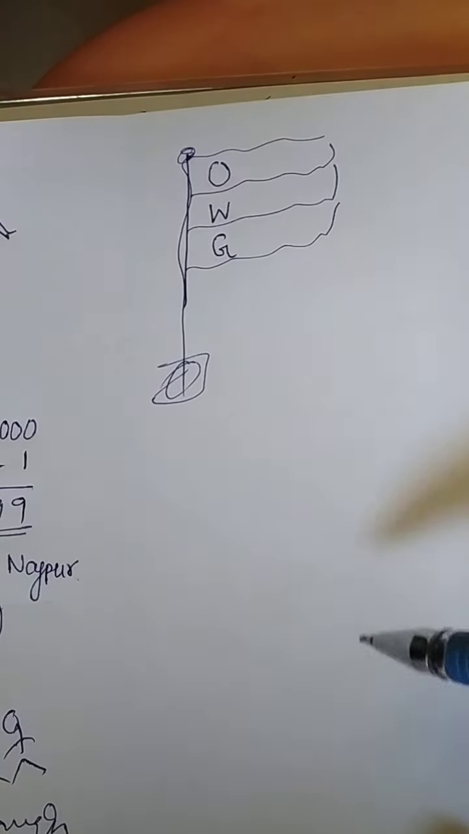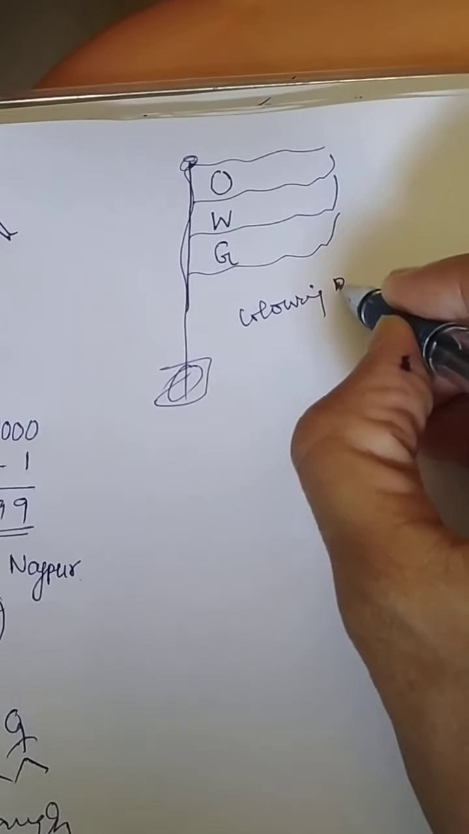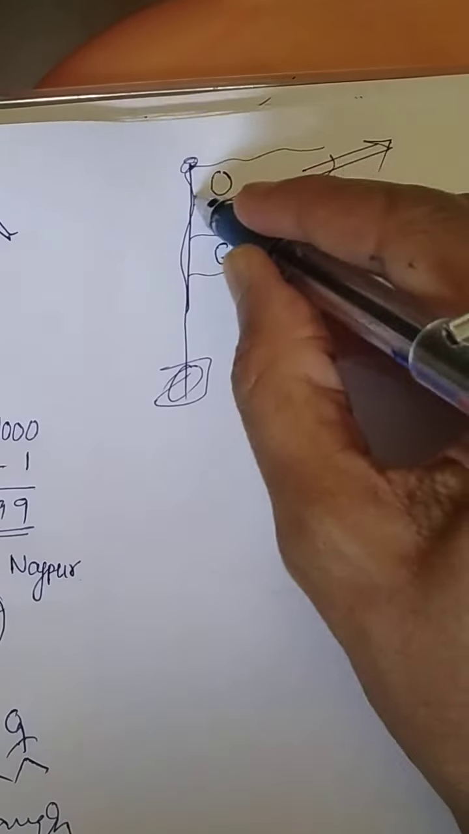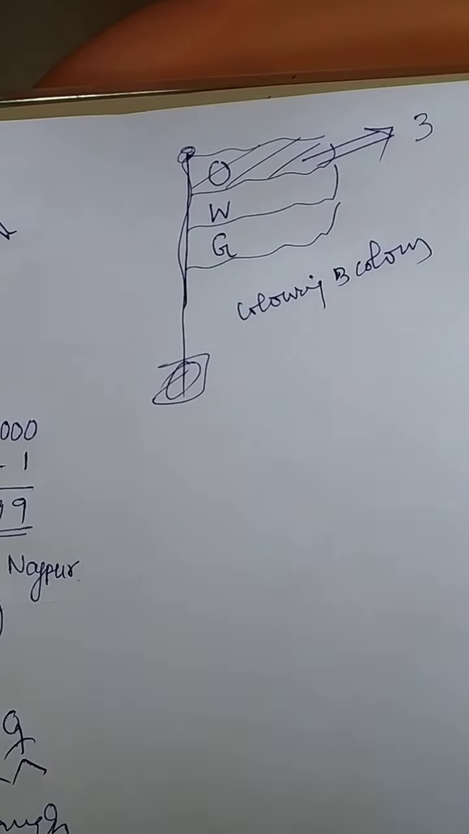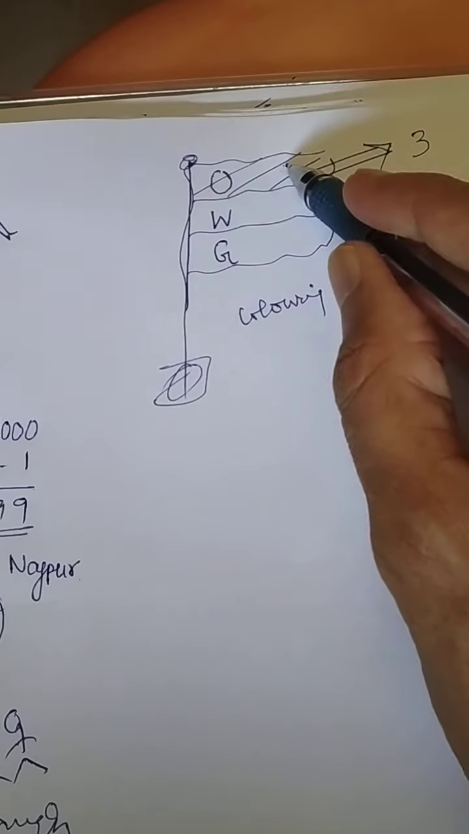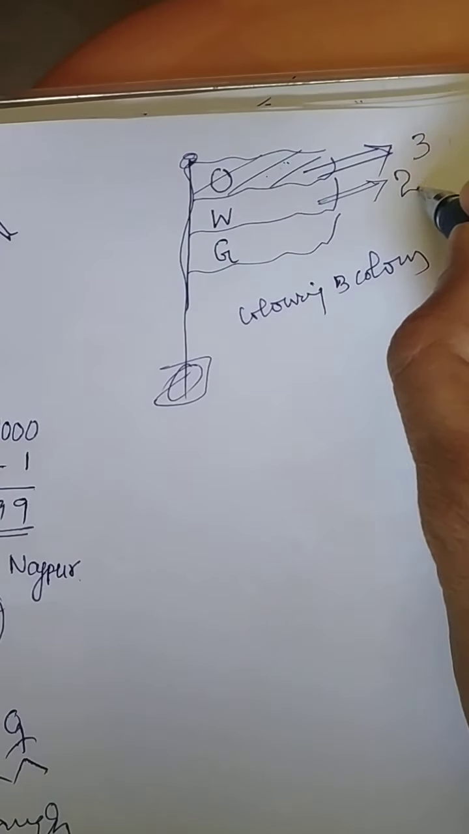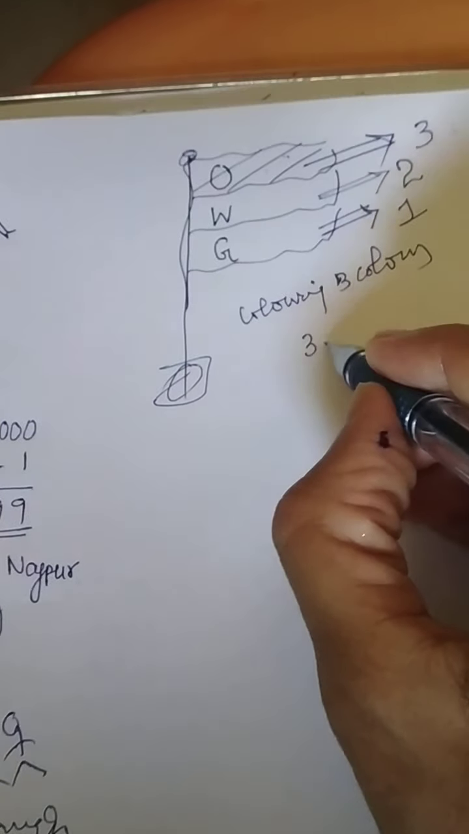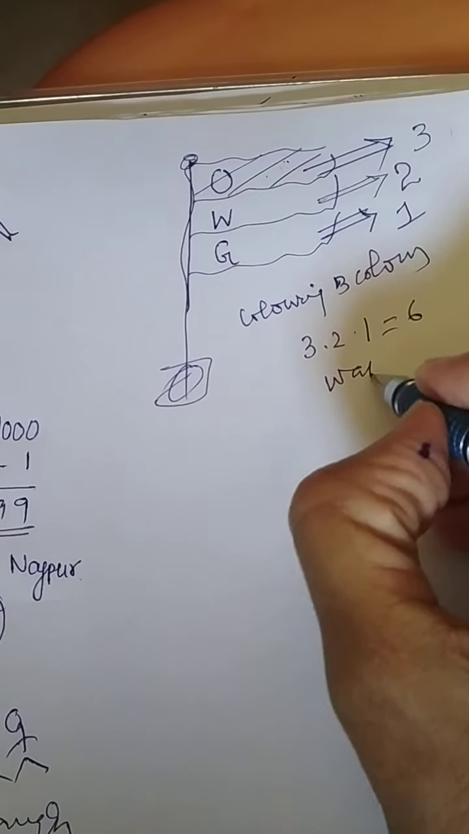Now how to answer this question? You are coloring with the 3 colors. The first time you color this portion, you have 3 choices. Then when you come to the middle portion, one color is already used, so out of 3 you are not using 1. So the remaining choices are 2, and over here the remaining choice is 1. Therefore 3 into 2 into 1. This will be nothing but 6 ways you can get.